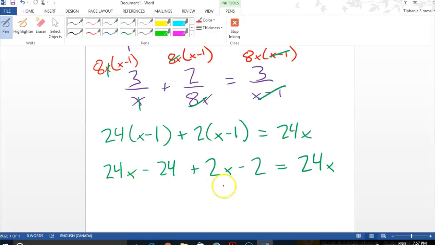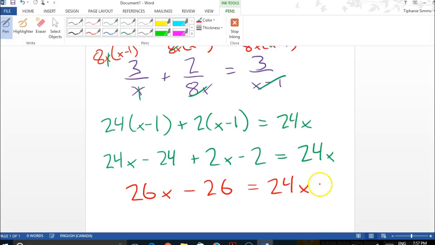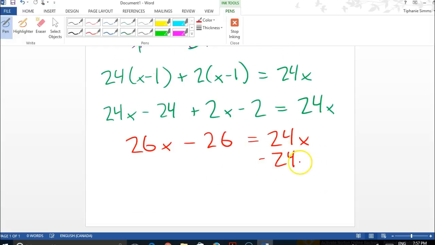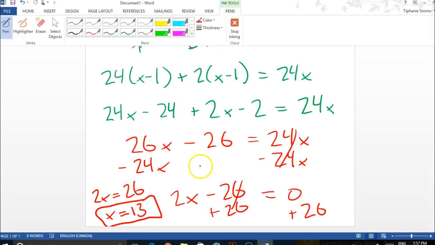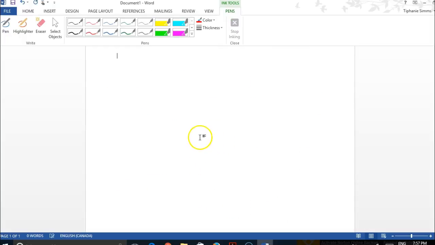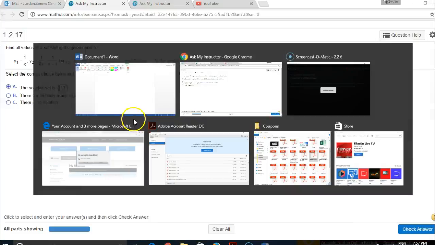From here on out, I suspect you're probably pretty good with it. I'm just going to combine like terms. 24x plus 2x is 26x minus 26, and that's going to equal 24x. After I combine like terms, I'm going to get rid of my x's. I'm going to subtract 24x from both sides. I get 0 over here, and that's going to equal 2x minus 26. I'll add 26 to both sides now. Running out of room. 2x equals 26. X equals 13. Okay, so there you go for that one. I hope that helps. But it's the modeling that's tricky, and then they kind of throw some fractions at you.